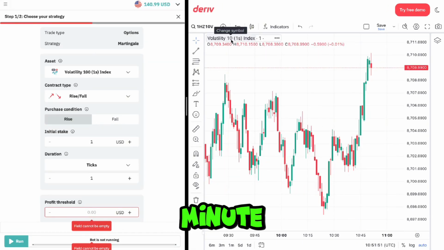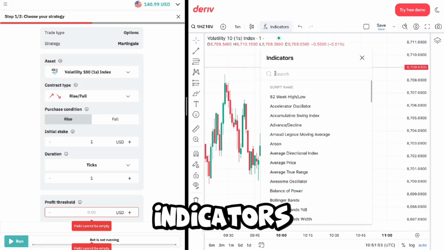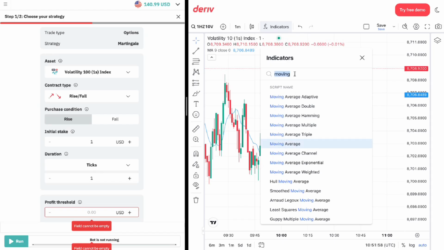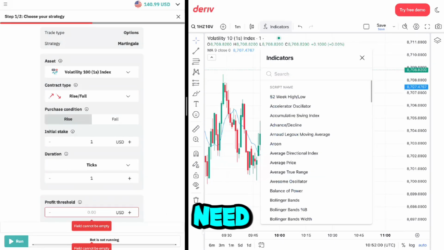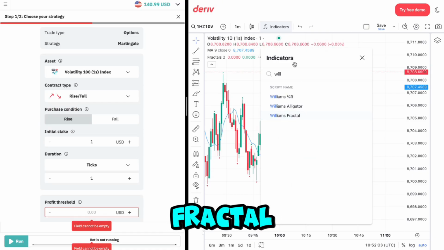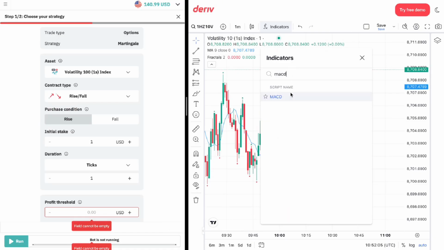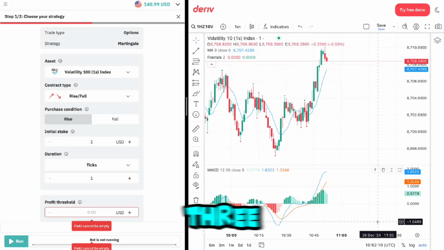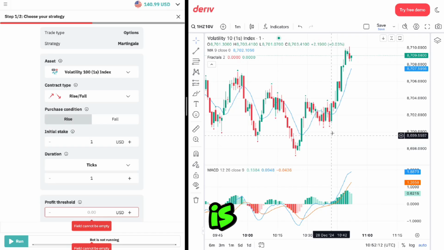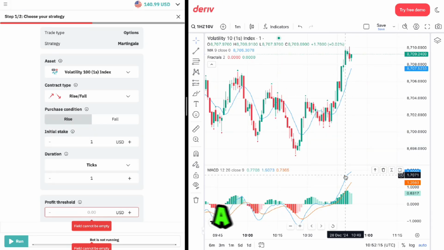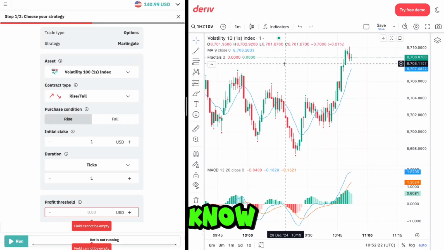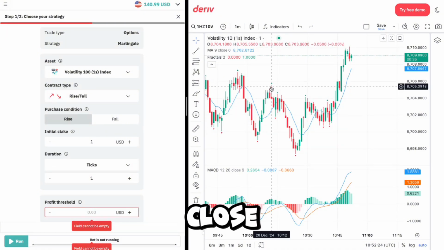So 1 minute, select your volatility, and on indicators, I just need moving average. So moving average, and then I need Williams Fractal and MACD. Just those three. So these three are going to show me when there is a change in market, like this is a weak rising market. Then on this right hand side, just add countdown to bar close so that you know when the candlestick is about to close.